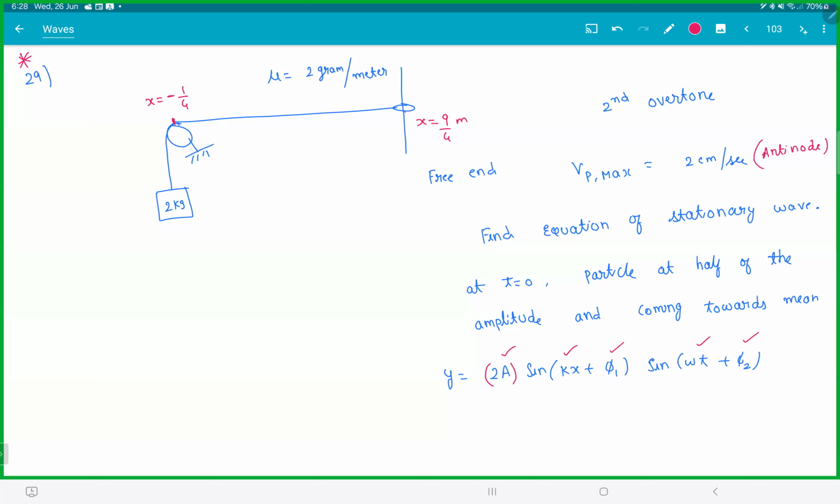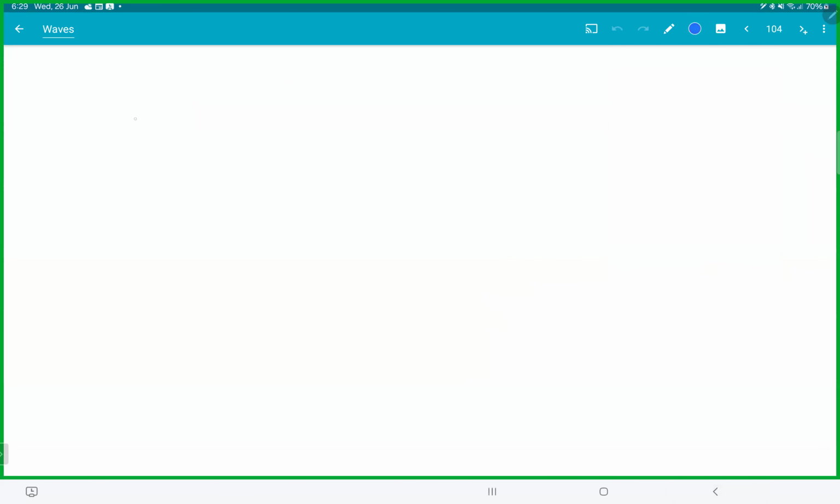Let's see. You said second overtone. Which harmonic is this? Fifth. Fifth harmonic. That was the second overtone. Fundamental frequency. See, you have 1, 3, 5, na? 1, 3, 5. So this is the first overtone. This is the second overtone. Meaning how many loops are there? 5 half loops are there. So the string would look like this.